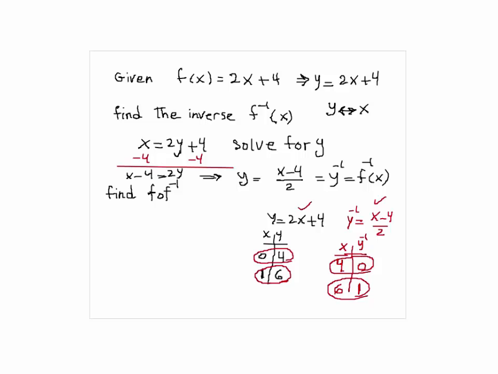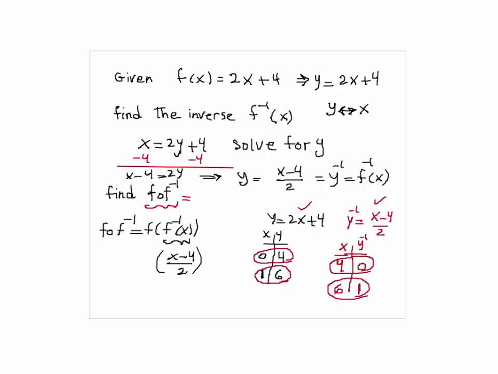Now, if I find the composition of f with respect to its inverse, anybody remember what this is equal to? What should we get here? Okay, the composition is f of f inverse, which means f of f inverse of x. F inverse of x is given to us here. We know what it is now, it's x minus 4 over 2.